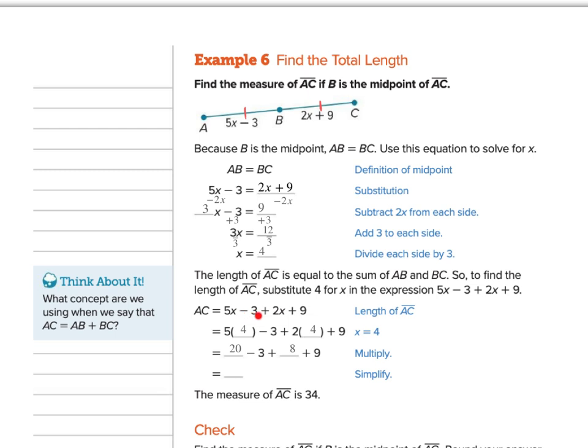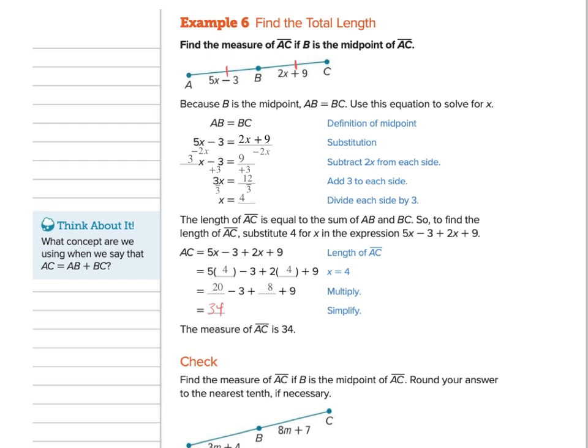They said AB plus BC is equal to AC. So substituting in my value of x, let's see here, I end up with 20 minus 3 plus 8 plus 9. So I have 17. Gosh, that is, I want to say 34, right? So the measure of AC is going to be 34 units. And that is how you do that.